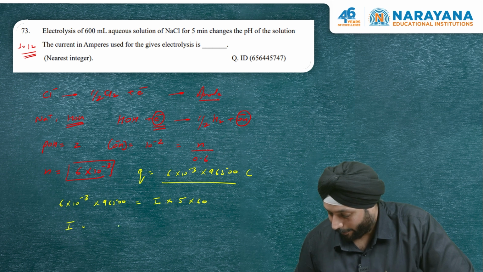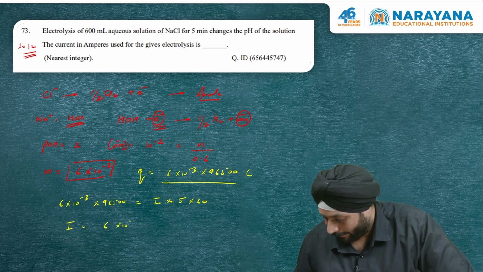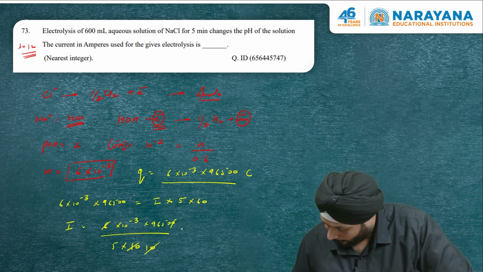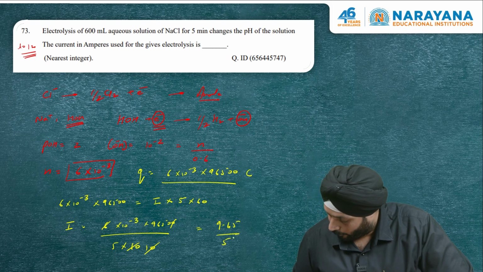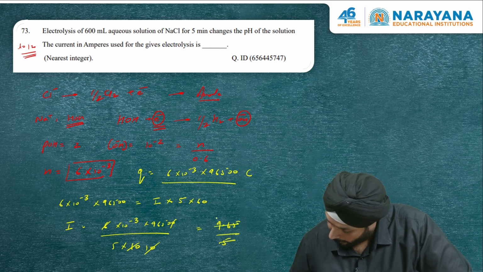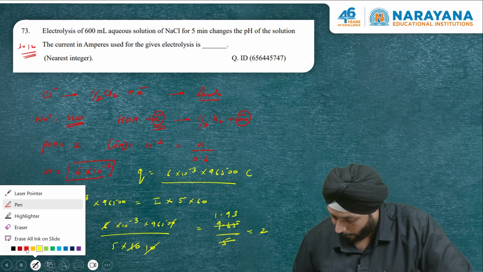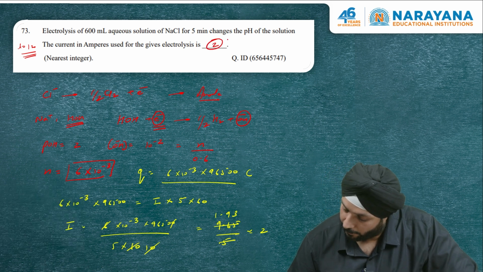The current value comes out to be 6 into 10 to the minus 3 into 96500 divided by 5 into 60. So 10 to the minus 3 comes out to be 9.65 divided by 5. So 1.93 ampere, so approximately 2. So the answer over here which we require should be equal to 2.